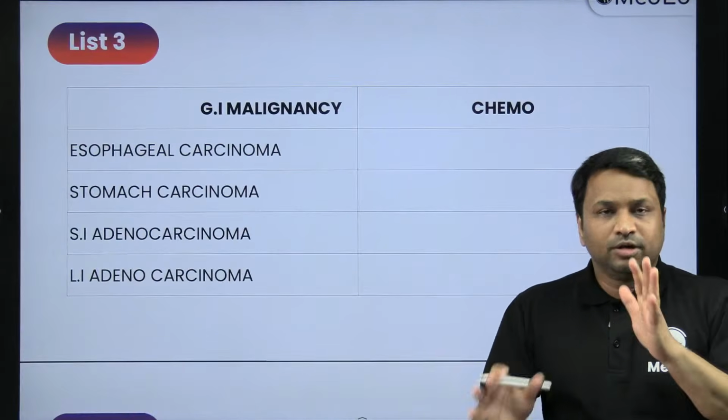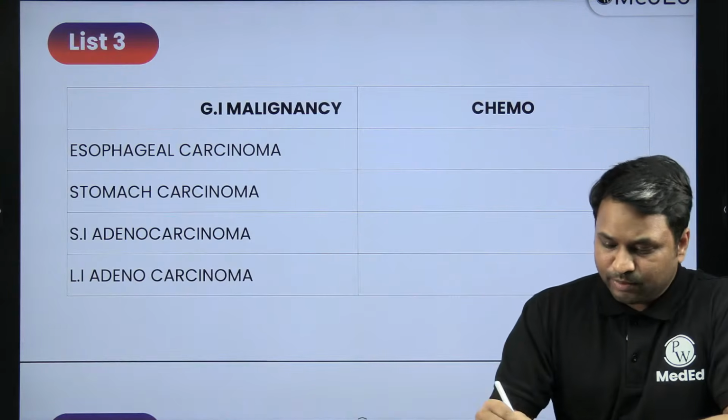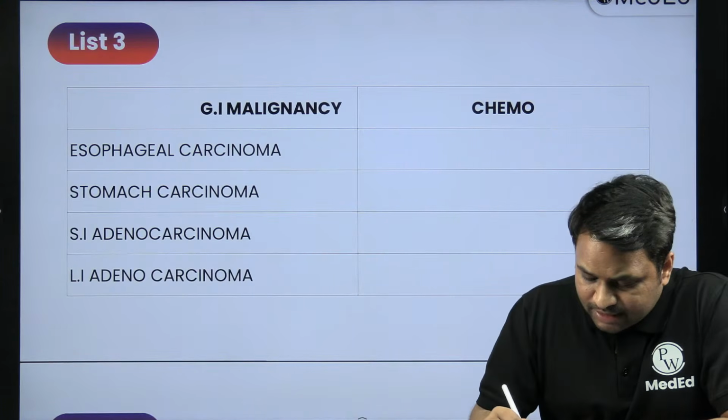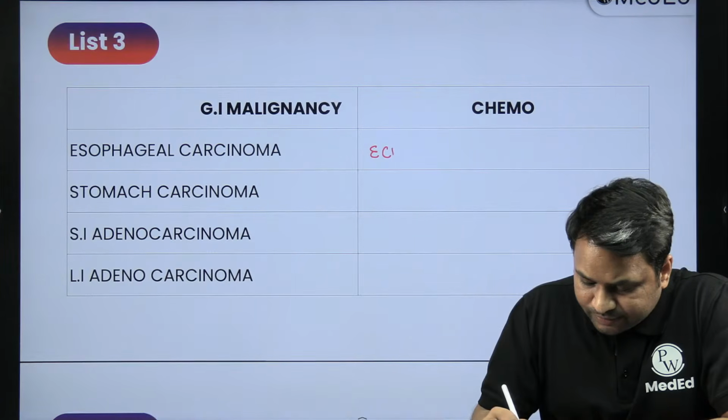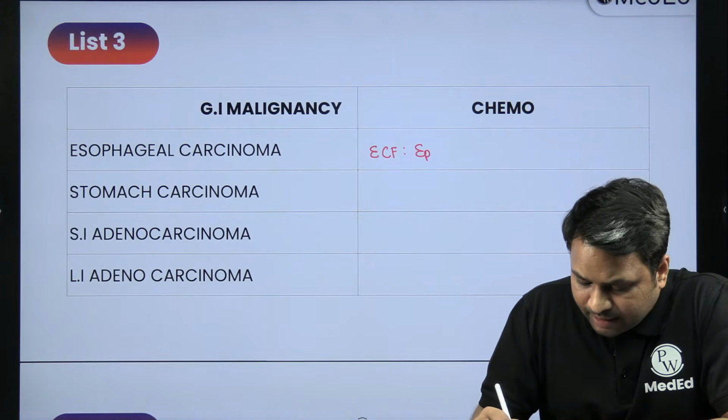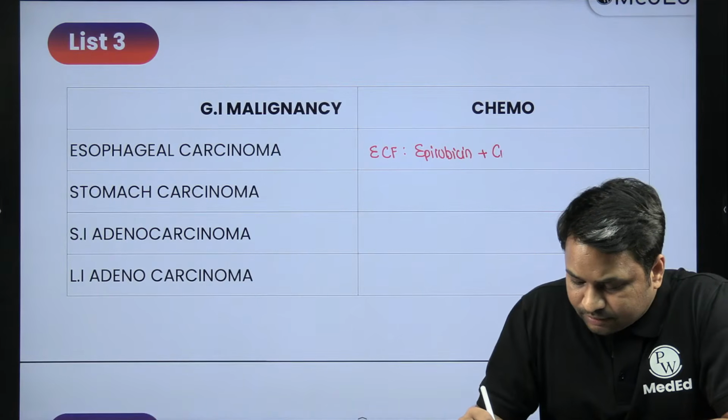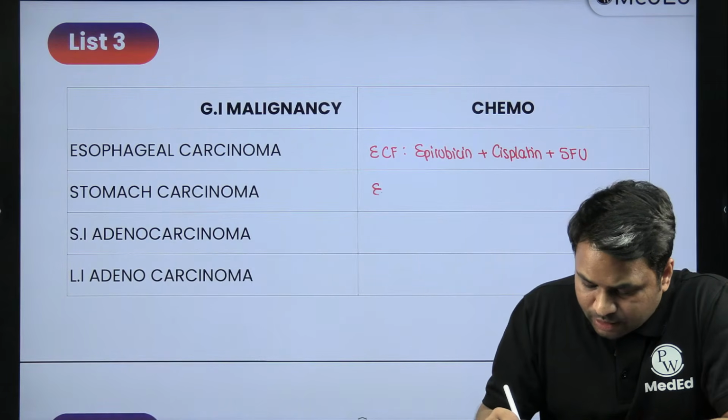Now, what are the GI malignancies and the preferred chemo? Let's do a quick recap. For esophageal cancers, we prefer ECF, that is epirubicin, cisplatin, and 5-fluorouracil. For carcinoma stomach, it is also ECF.